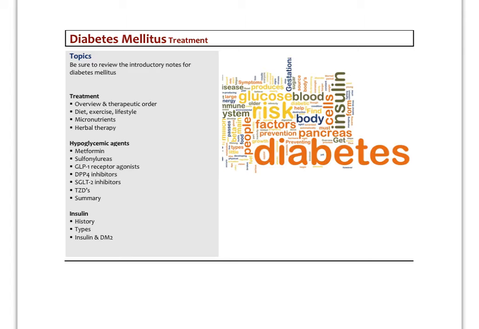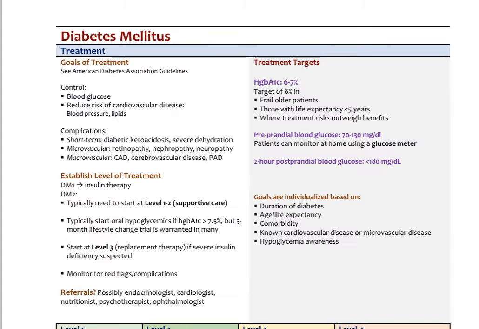But in this lecture, I'll talk about the treatment, looking at the therapeutic order, and focus in specifically on some of the specific diet, exercise, lifestyle recommendations we can make, micronutrient therapy, and then say a bit about herbal therapy. And then in the following videos, we'll look at the hypoglycemic agents and insulin therapy.